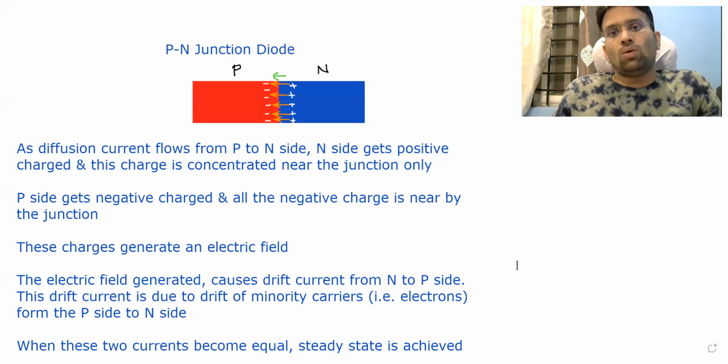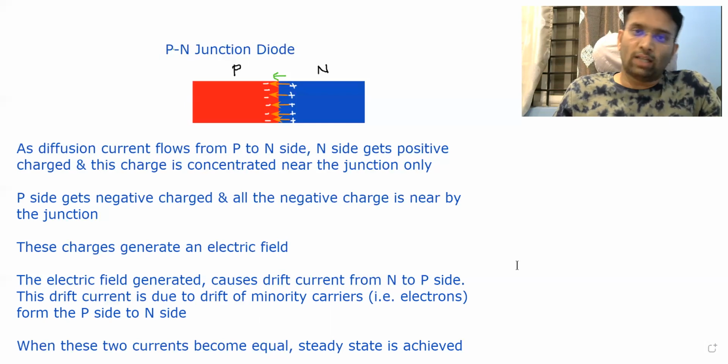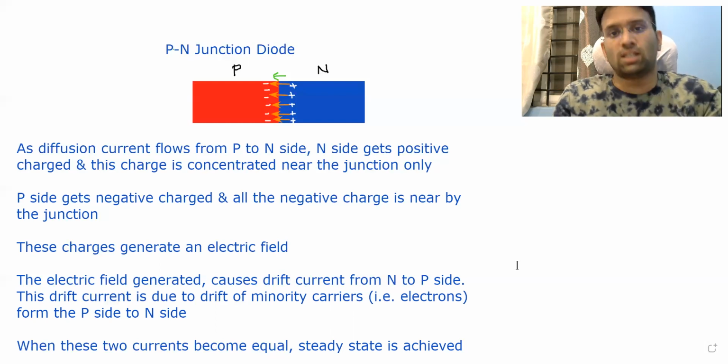Now, after this, we look at the forward biased PN junction diode and its operation, and reverse bias operation of PN junction diode. That we do in the next video.